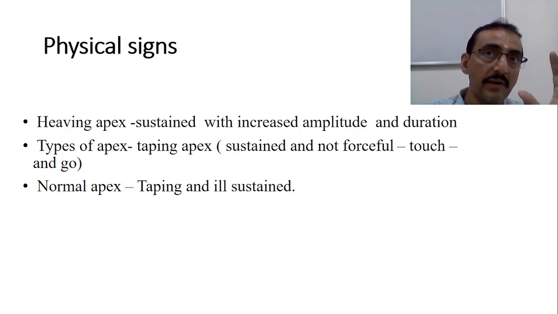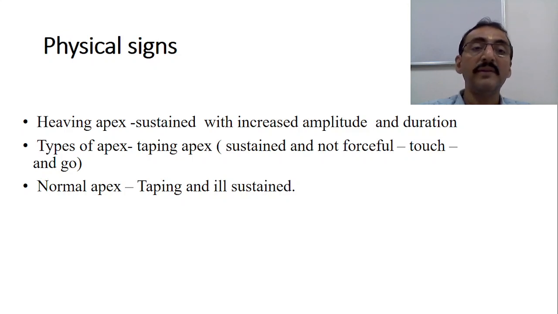Now see, in case of congenital cardiac problems, definitely the apex beat functions more. There will be an overactive apex area. Again, the subtypes are: it may be a heaving apex, it may be a tapping apex, or it may be a normal apex. If it is heaving apex, sustained with increased amplitude and duration, that means the amplitude is more, and it is sustained continuously, and duration is also more. In case of tapping apex, it's coming and going, touch and go type. Normal apex, tapping and ill sustained. So these are some of the important findings for the physical signs.